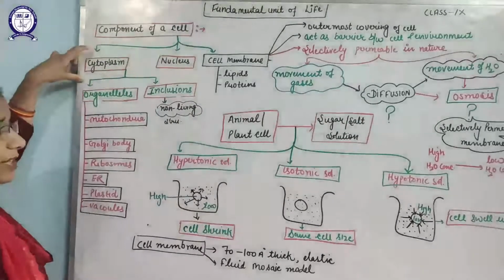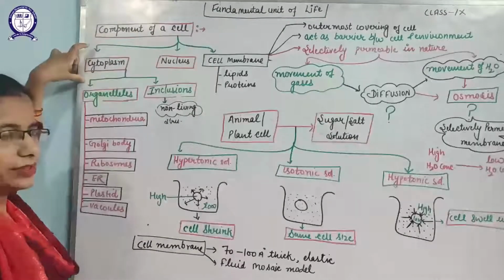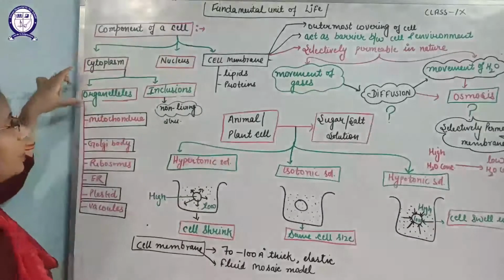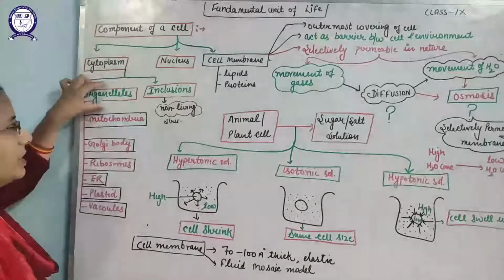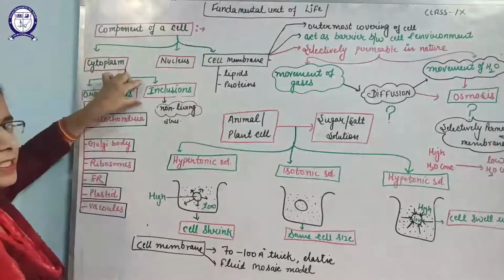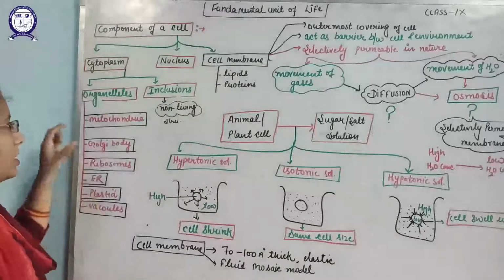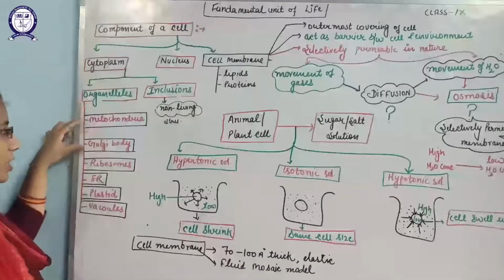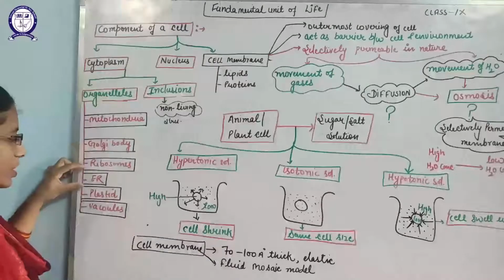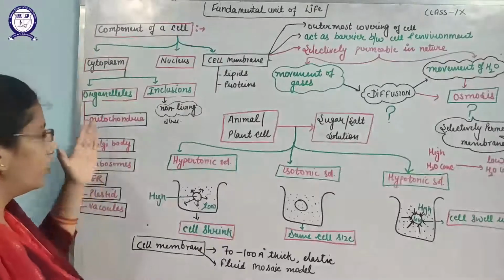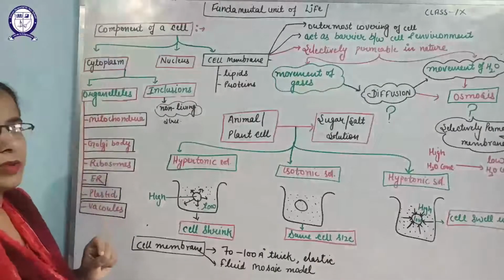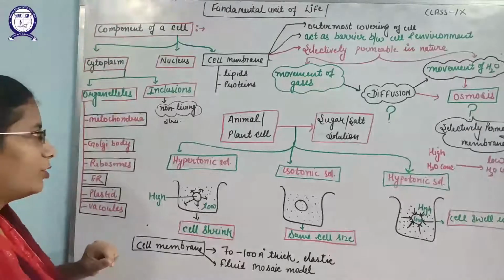You know, cytoplasm is the fluid content of the cell that is found inside the cell membrane. It is made up of two parts: one is cell organelles and second is cell inclusions. Organelles are mitochondria, Golgi body, ribosomes, ER, plastids and vacuoles. All these are the organelles of the cell that are found in the cytoplasm.